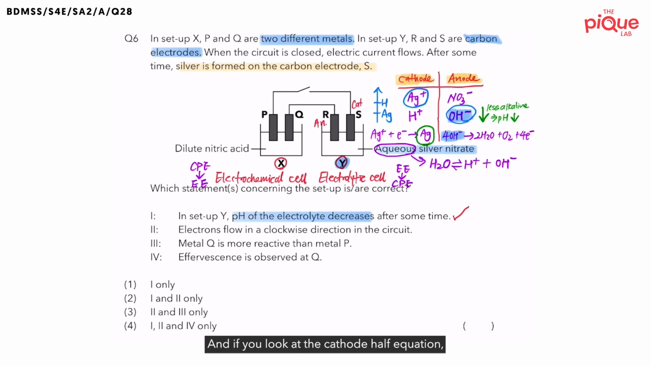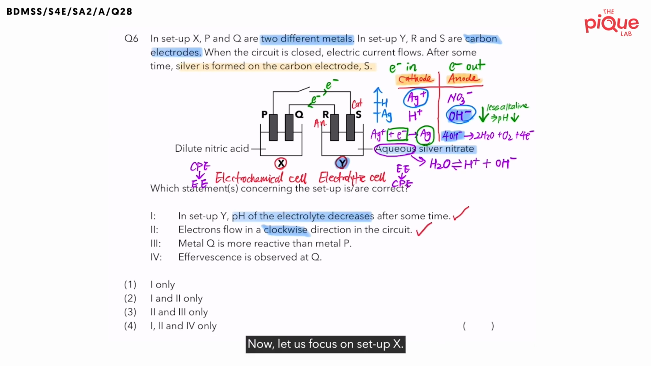And if you look at the cathode half equation, you can see that Ag+ is accepting an electron. This suggests that electrons must be flowing into the cathode S. Conversely, electrons will be flowing out of the anode. Can you take a few seconds to draw the electron movement along the wire? If you have done so, you will see that statement 2, which says that electrons flow in a clockwise direction in the circuit, describes the electron movement correctly.